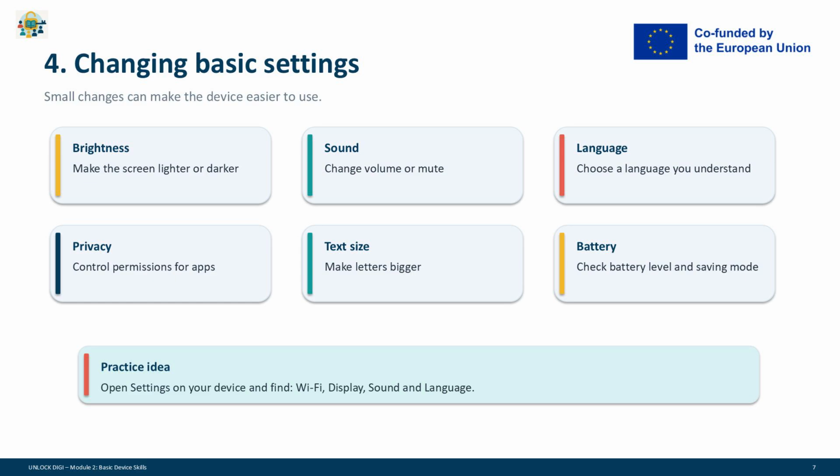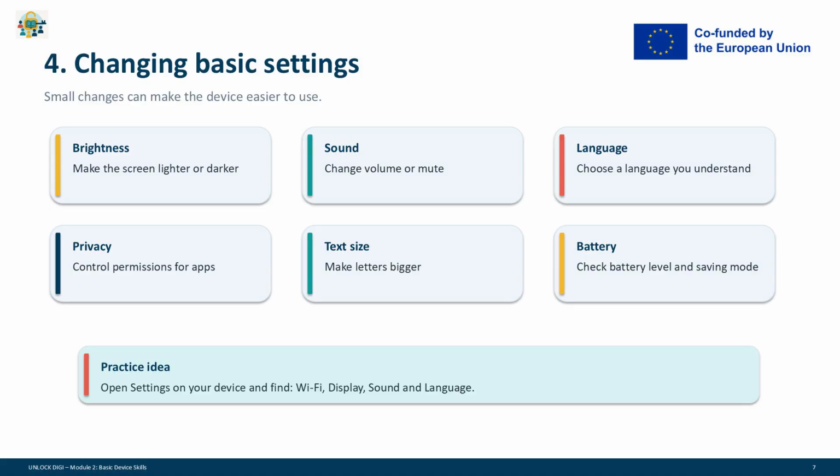If the screen is too bright or too dark, you can change it. Sound settings help us increase, reduce, or mute the volume. Language settings help us choose a language we understand better. Privacy settings help us control what apps can access, such as camera, microphone, location, or photos.